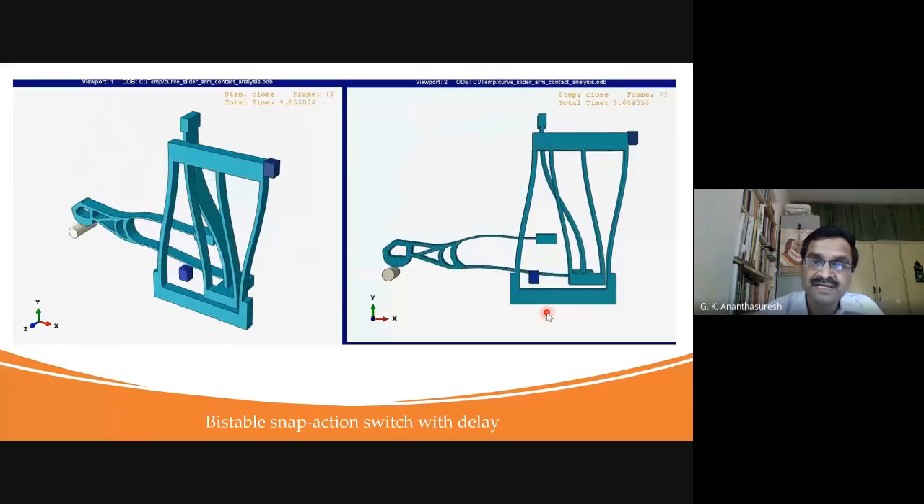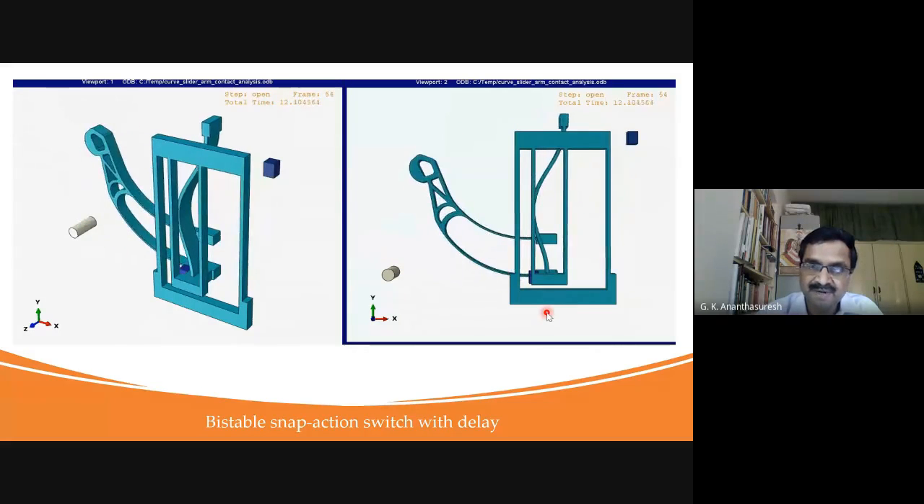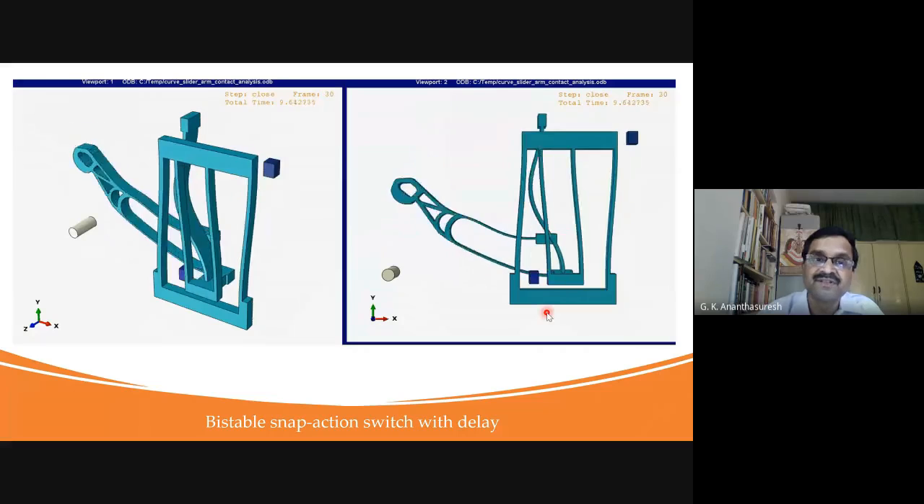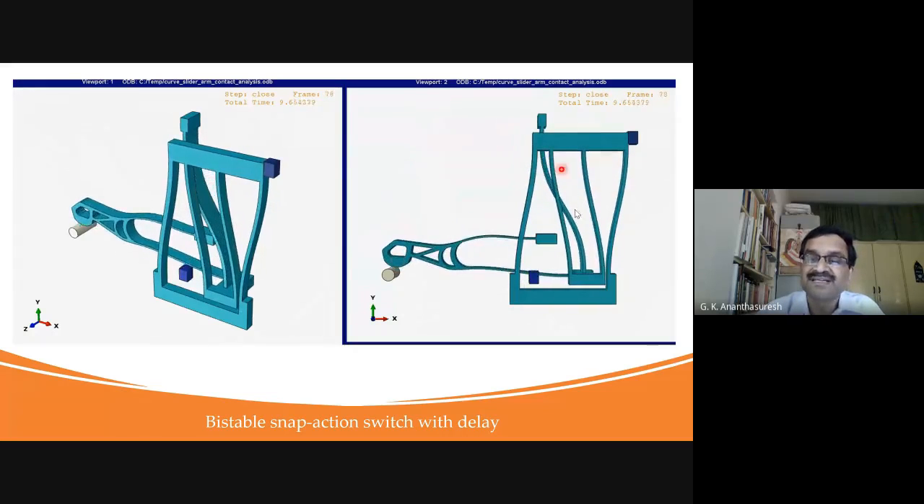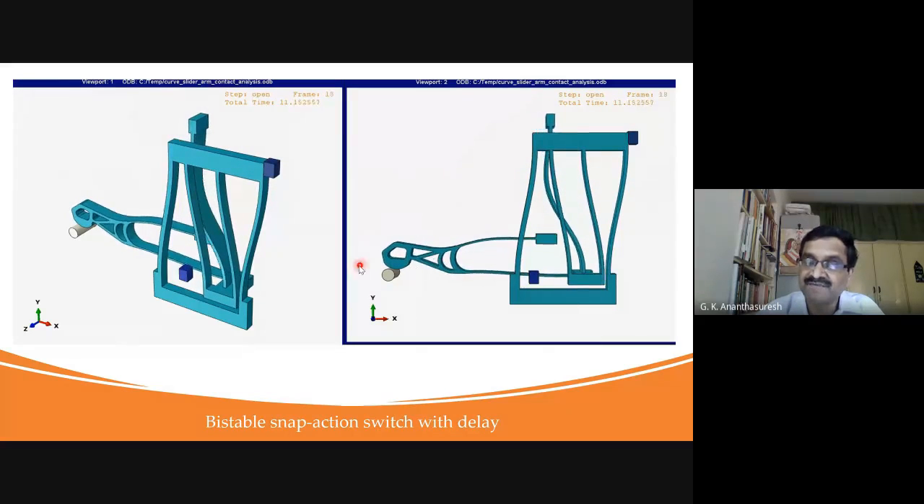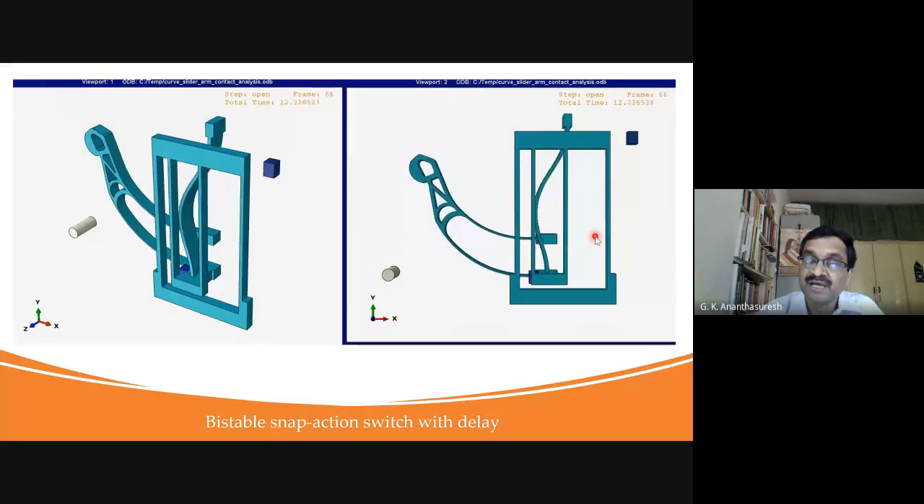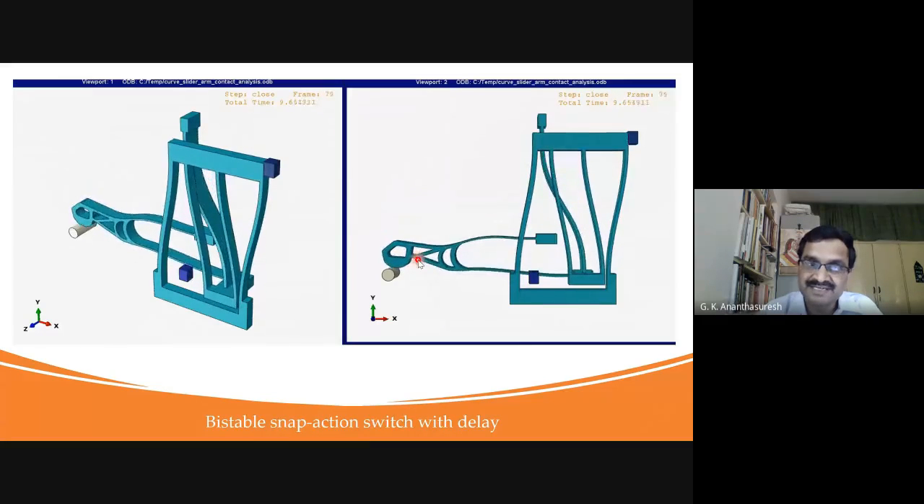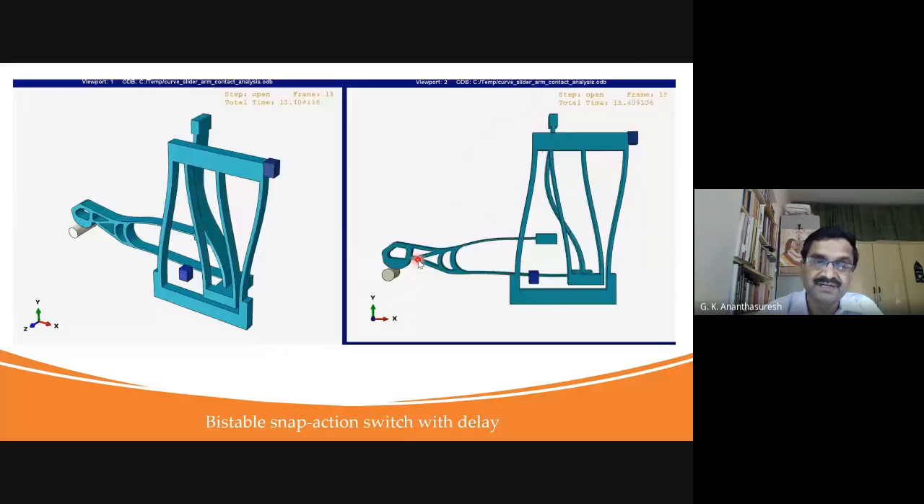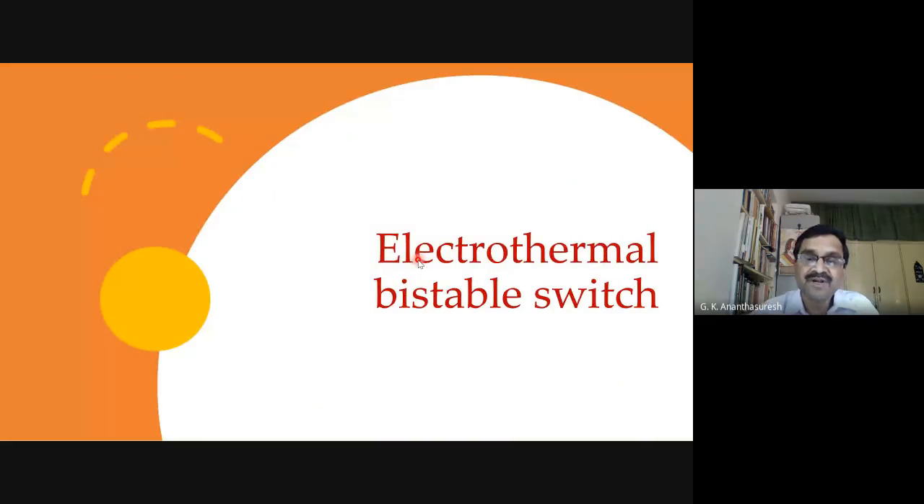behavior for these things. This is an MCB, microcircuit breaker, but just an example of what can be done with what we call compliant mechanisms. They don't have joints. Everything is elastically flexible. It is strong. You don't have to worry about things breaking because we keep the stress low enough in these designs. So now let me come to the electrothermal bistable switch that I would like to describe to you.